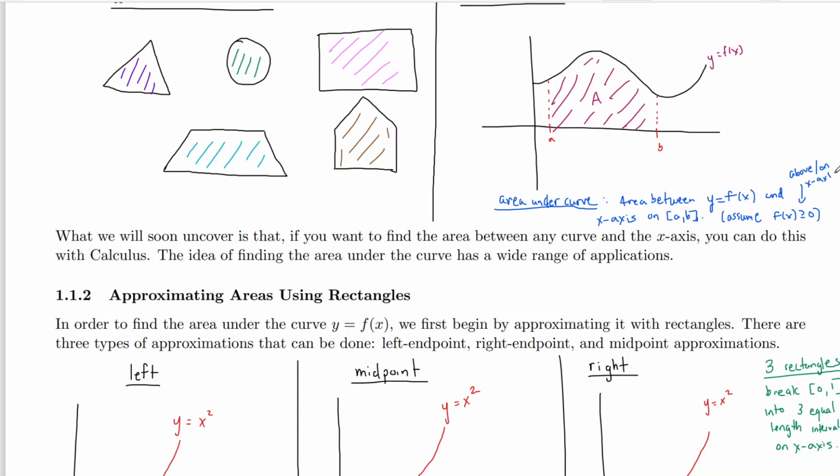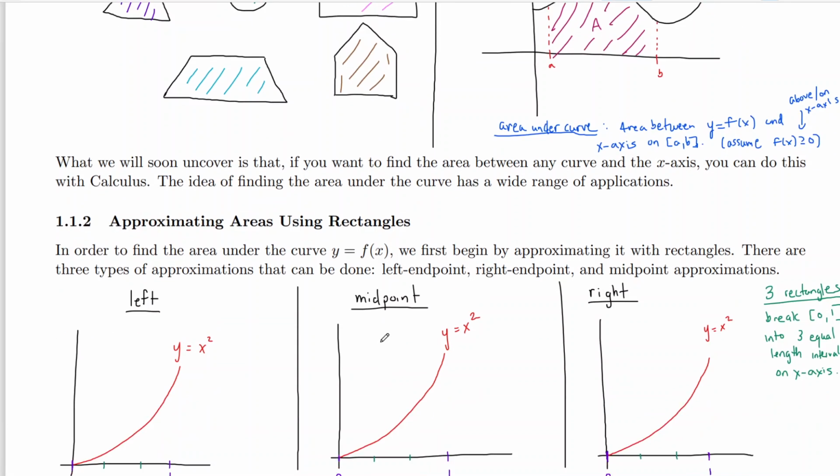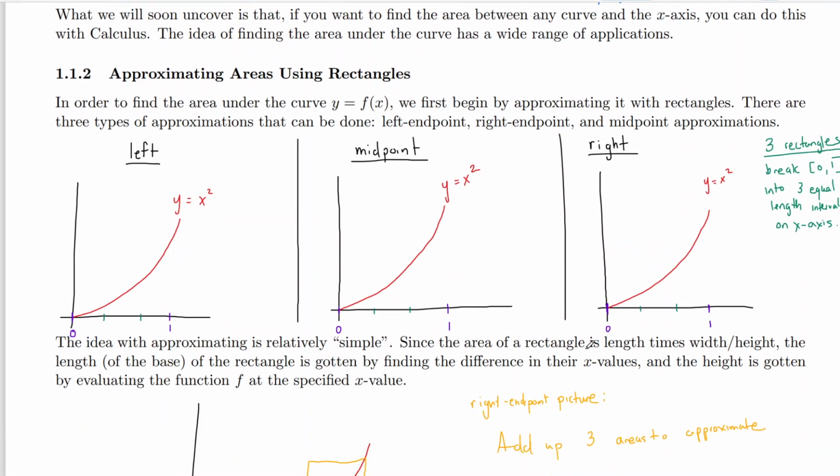So it can touch the x-axis, it can be above it, but the main thing is we don't want it below the x-axis, at least for this section. All right, so the idea to figure out the area is to start with approximating areas using rectangles.